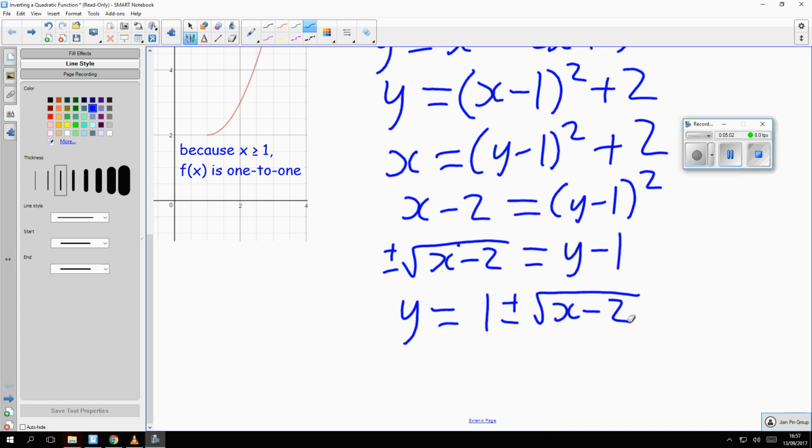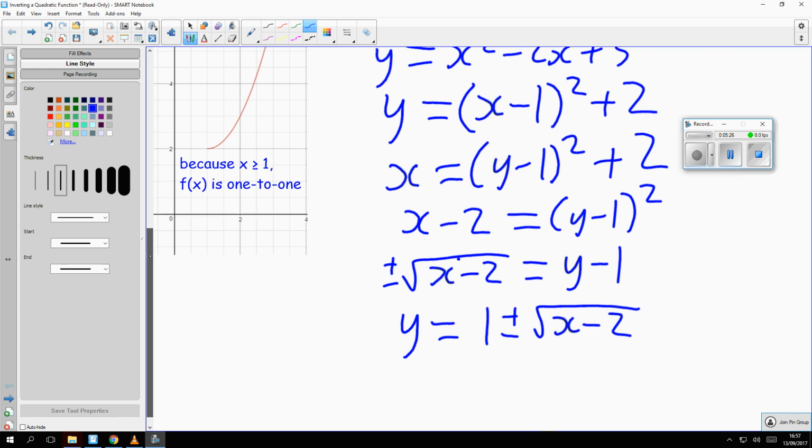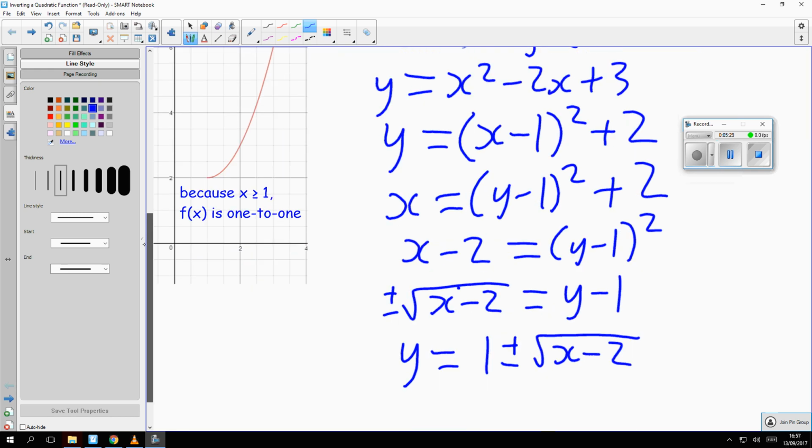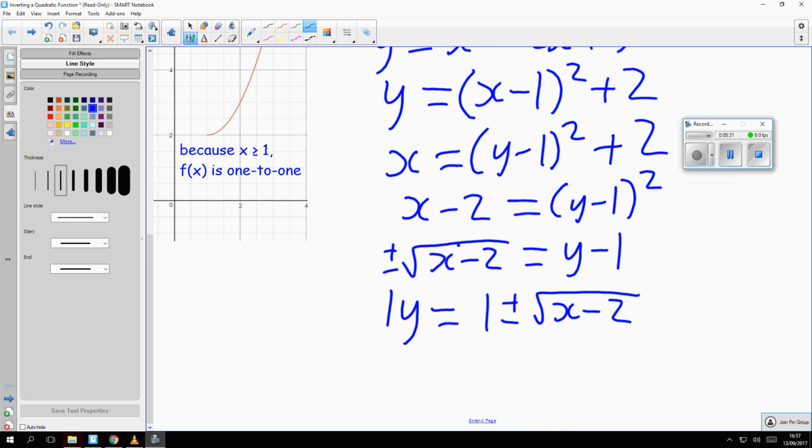Now we've got an issue here because we've got a plus or minus showing up, which means we don't really know what the inverse function looks like. Is it 1 plus root x minus 2, or is it 1 minus root x minus 2? It needs to be one or the other. The inverse function needs to be 1 to 1, so it has to have one y value for every x value. So we have now run into a problem which we're going to solve by referring back to the properties we want our inverse function to have.